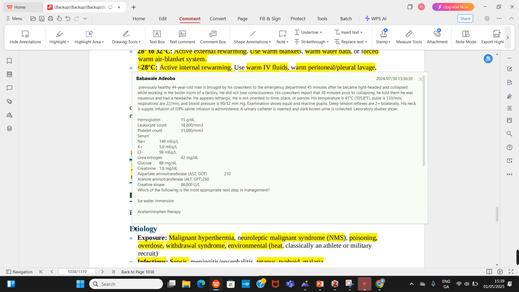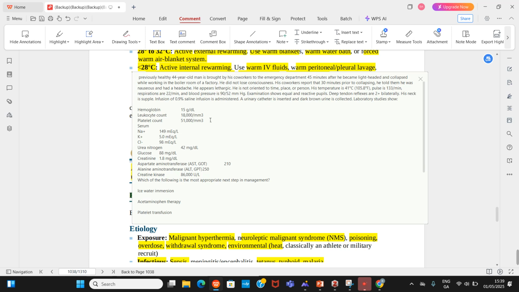Temperature is 41. Pulse is 133. Respiration is 22. BP is 90. Examination shows equal and reactive pupils. Deep tendon reflexes 2+ bilaterally. His neck is supple. Infusion of 0.9% saline is administered. A urinary catheter is inserted and dark brown urine is collected.